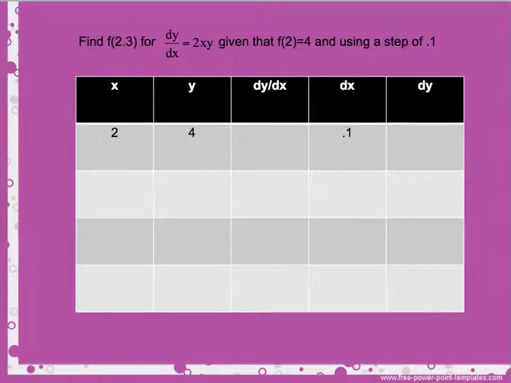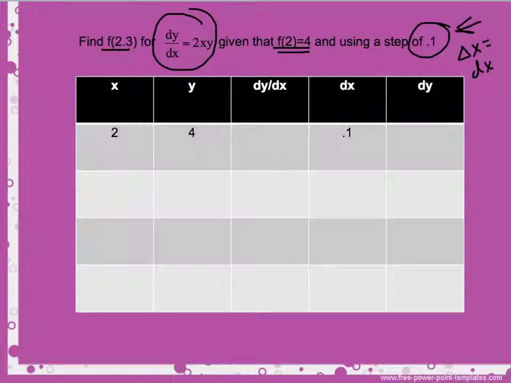So now let's take a few minutes and actually work through a couple of Euler's method problems. A lot of times you're going to need a calculator to compute these values. They don't necessarily try to make them turn out nice for you. So I want to find f(2.3). I'm given that my slope, dy/dx, is 2xy, and I know the initial condition of f(2) = 4. They also tell me that I'm going to use a step of 0.1, which is always my dx or delta x.